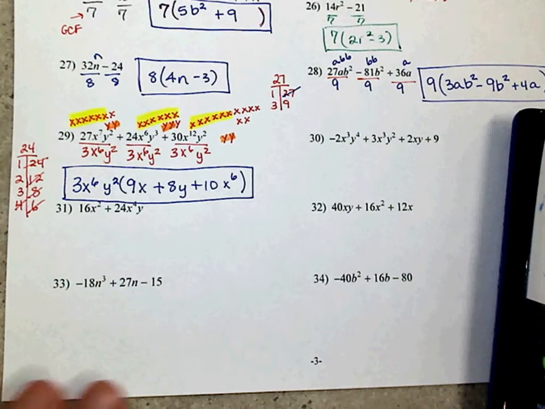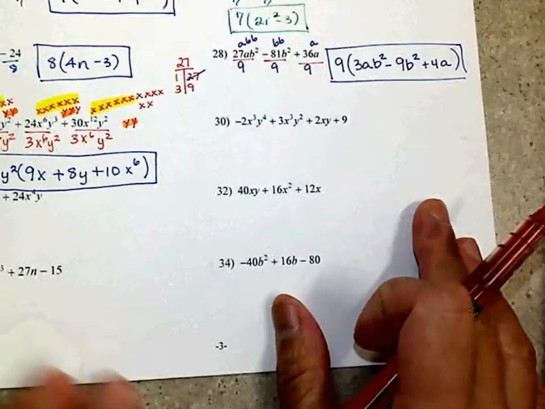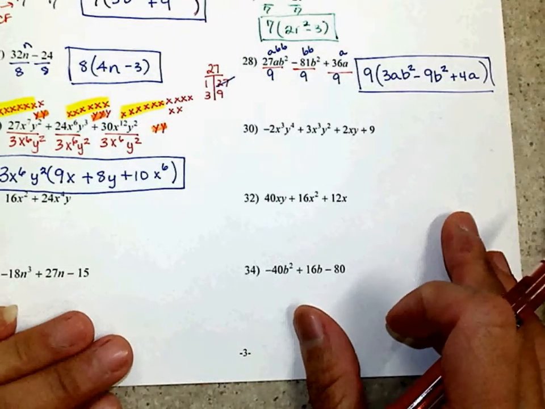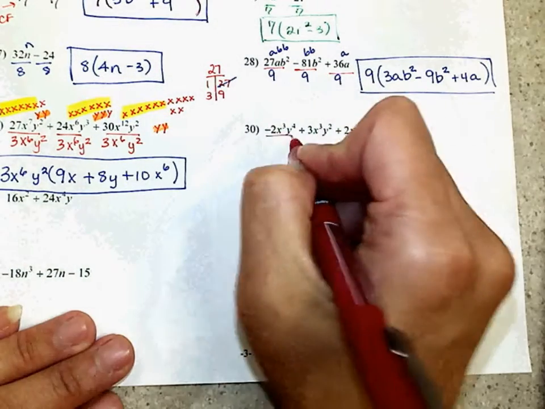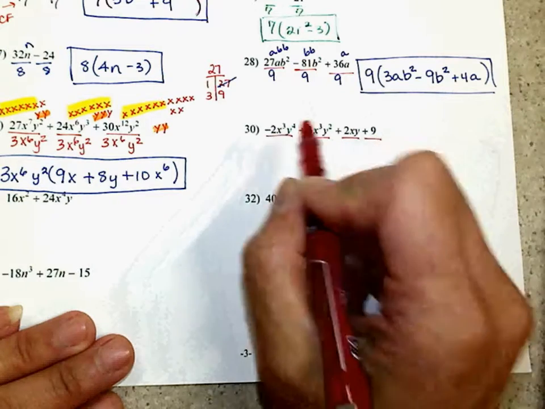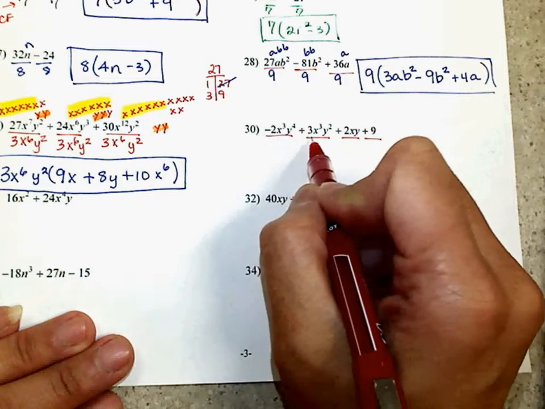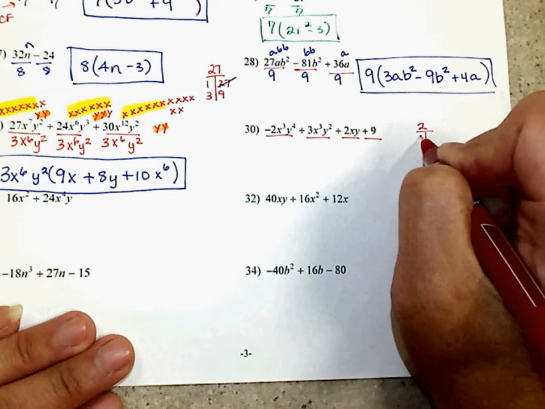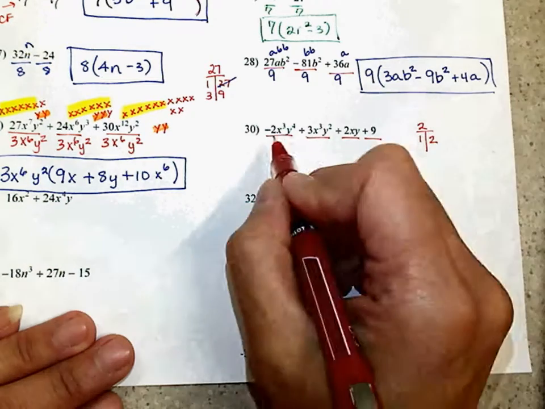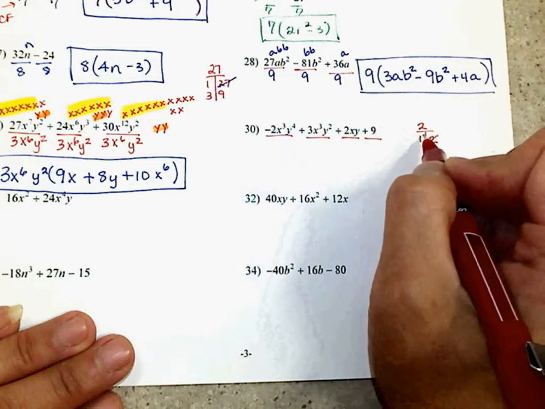Number 30. This time you have 4 terms: 1, 2, 3, 4. Do they have any common factors? The smallest number is 2, and the factors of 2 are 1 and 2. 2 does go into 2, but it's not going into 3. So the only one they have left is a 1. So you don't have to do anything there.